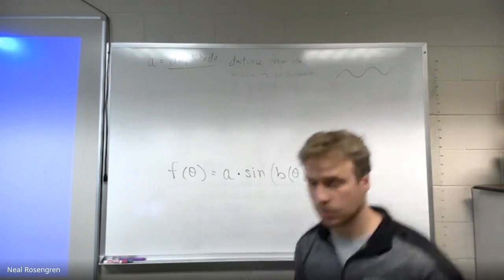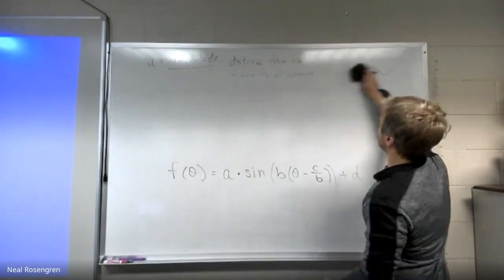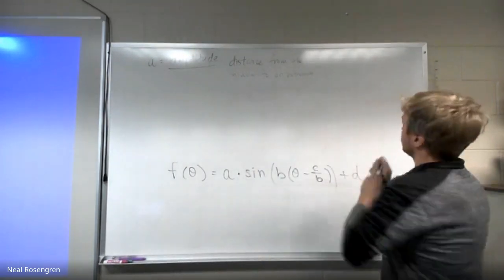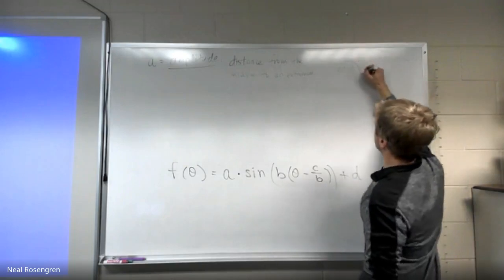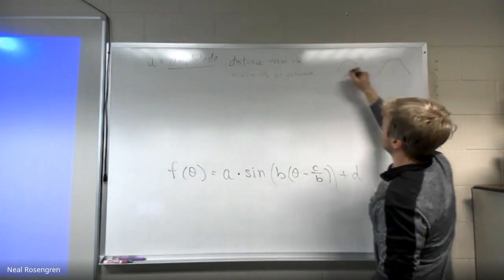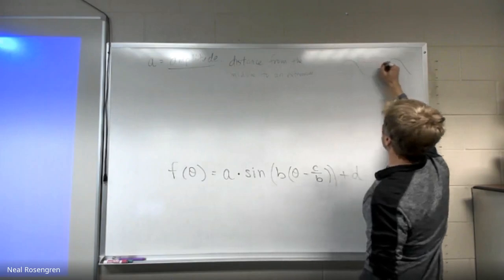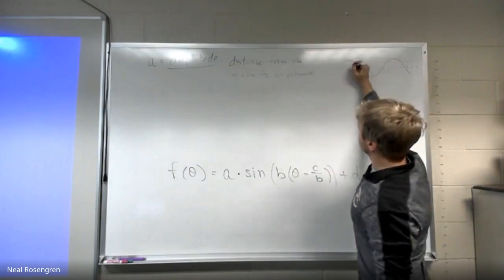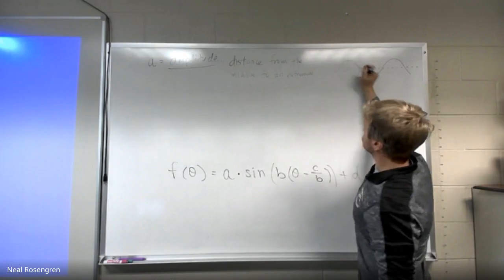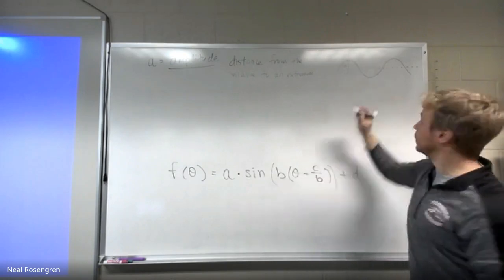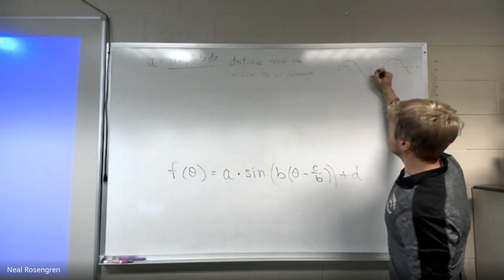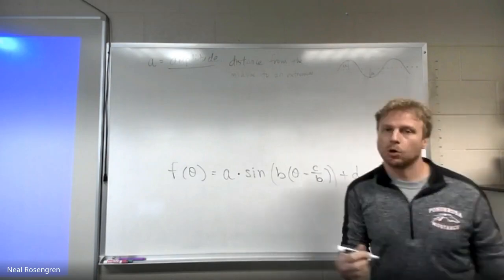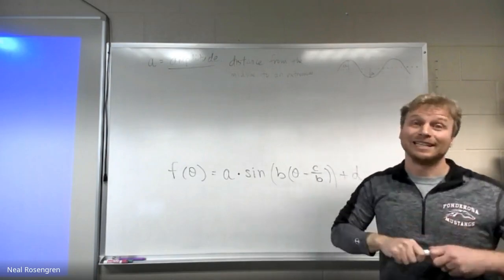The distance from a midline to either a minimum or a maximum. So what I mean is, let me just draw this a little bit nicer. Right? We've got this midline that cuts through the middle. Okay? The distance from the midline either up to a maximum, that's A, or down to a minimum, that's also A, because we're just talking about distance.